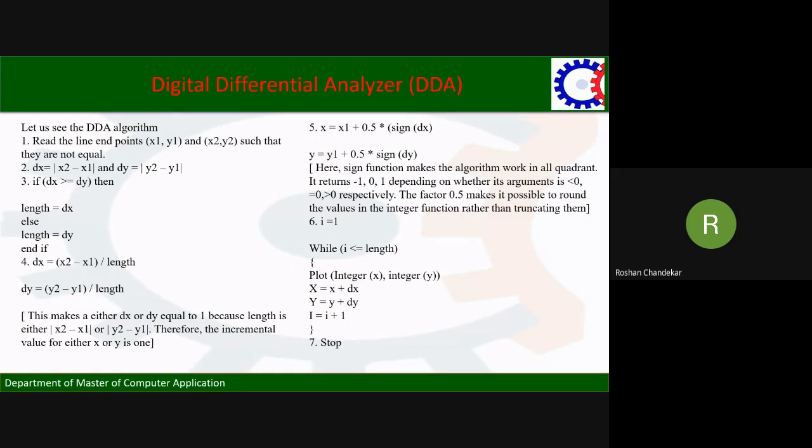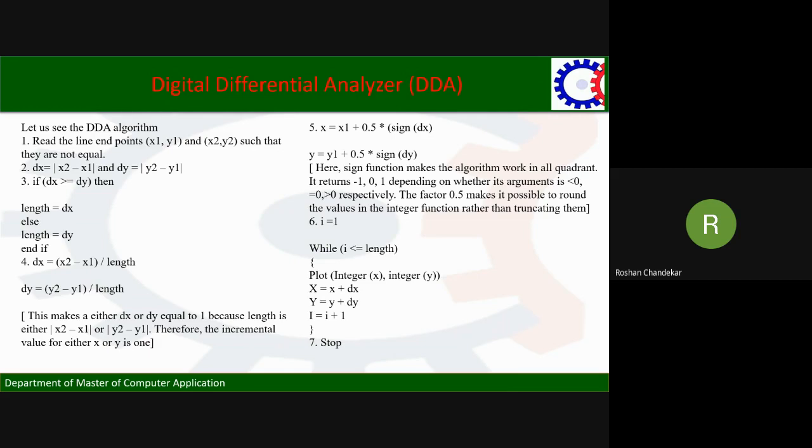In the next step, we have to calculate the values of delta x and delta y. As we know, delta x is equal to x2 minus x1 and delta y is equal to y2 minus y1. In the third step, we calculate the length of the line by comparing delta x to delta y. If delta x is greater than or equal to delta y, then the length is equal to delta x.